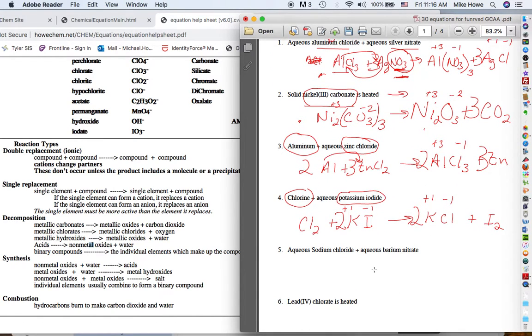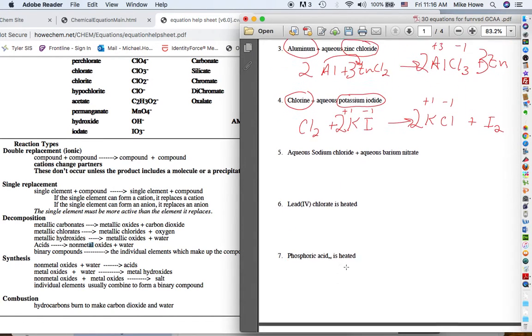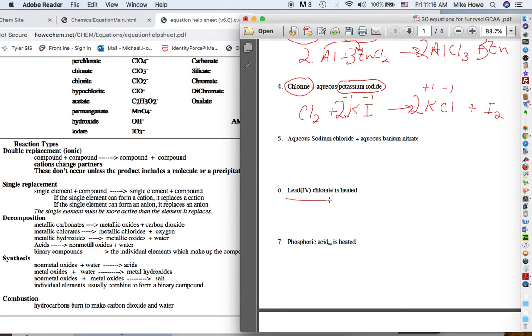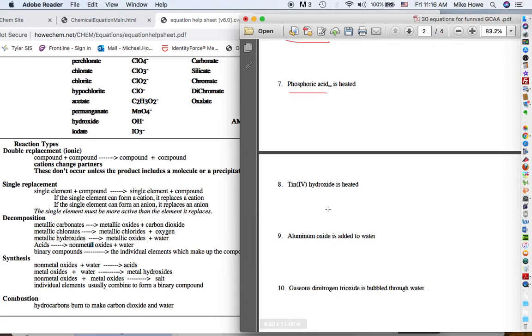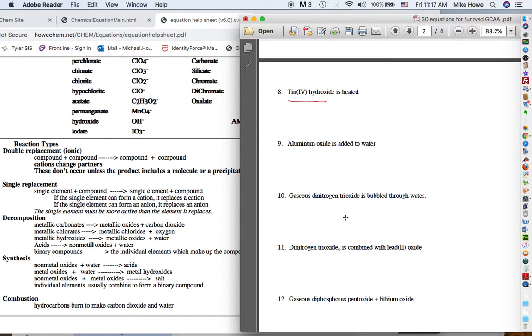Okay, this one is a double replacement. This one is, you're starting with one thing, so it's going to be decomp. You're starting with one thing, that would be decomp. You're starting with one thing, so that'd be decomp. Okay, this one, aluminum oxide's added to water, that's a synthesis. So let's take a look at this one. We know that it's 2 compounds. Let me write the formula for aluminum oxide.